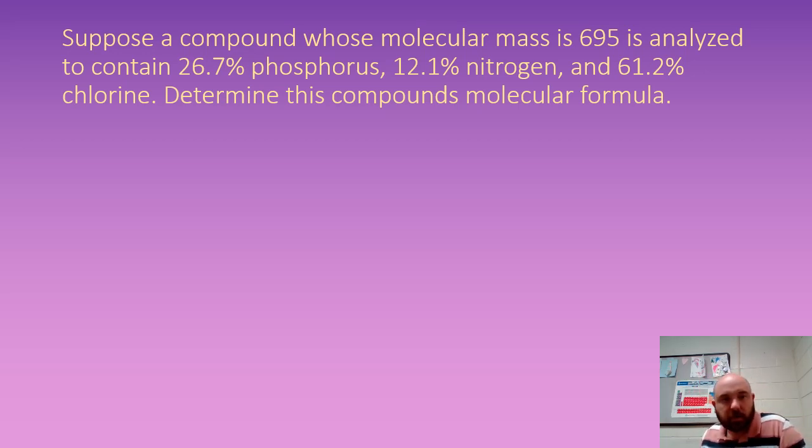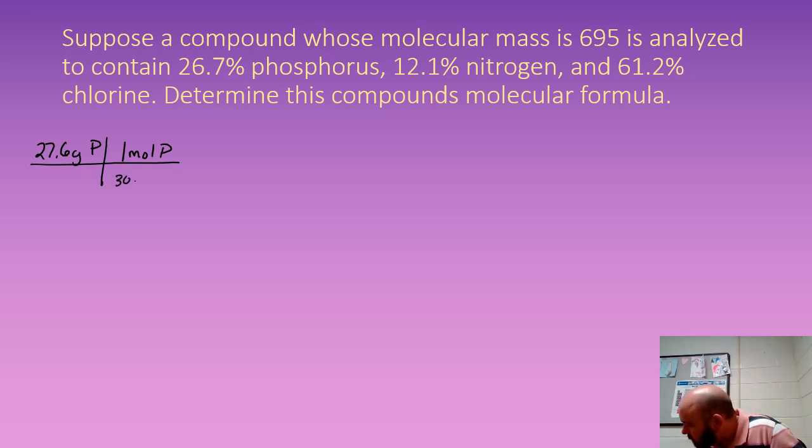So to determine the moles of phosphorus, I'm going to take 27.6 grams of phosphorus, set up my conversion. 1 mole of phosphorus has a mass of about 30.974 grams. Doing that, 27.6 divided by 30.974 tells me that I have about 0.8911 grams. Oh, excuse me, not grams, moles of phosphorus.